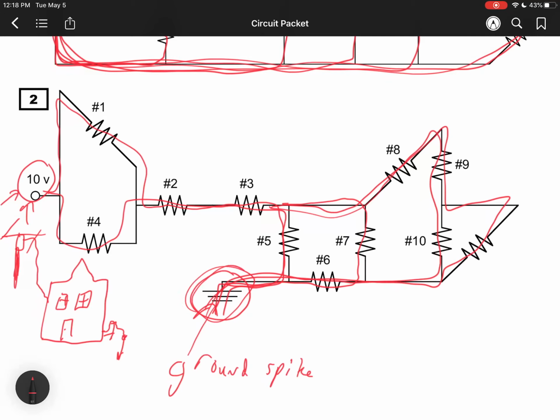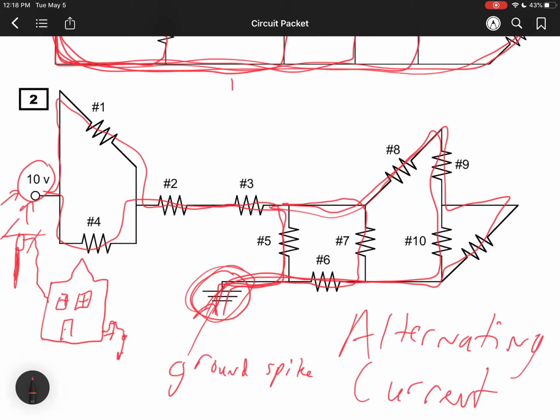But you got to realize with houses, it's actually a little more complicated. We're not going to have time to talk about it this year, but the electricity actually goes back and forth and back and forth and back and forth. That's what's called an alternating current. Batteries, for the most part, make direct current. The electrons actually go back and forth, back and forth, back and forth really fast for a house. That's called alternating current.